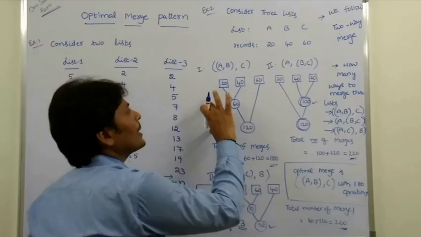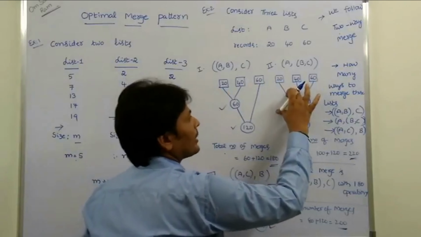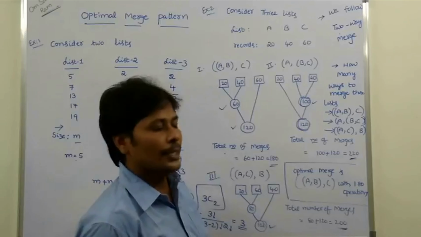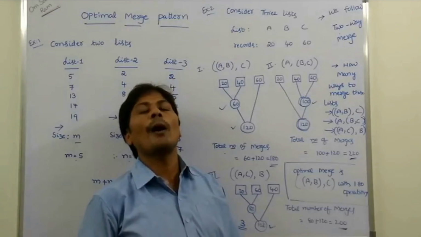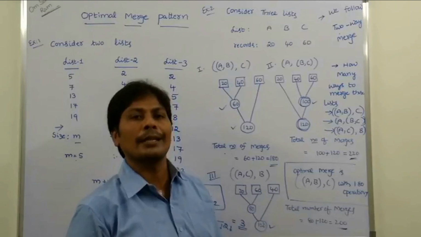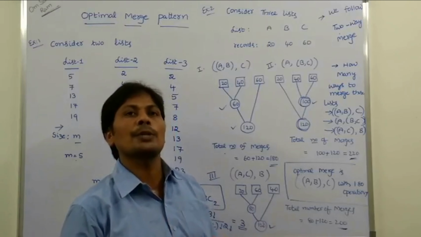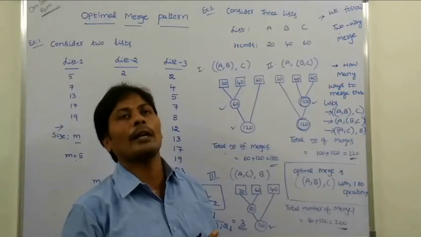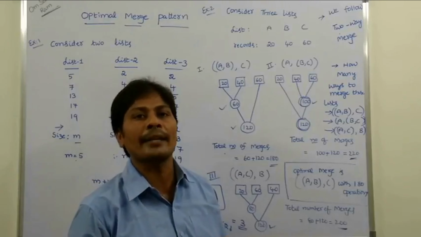So this is one feasible solution, this is another feasible solution, and this is another feasible solution. Then how to find the optimal solution? Here the optimal solution is the feasible solution with the minimum number of merge operations or minimum number of comparisons.